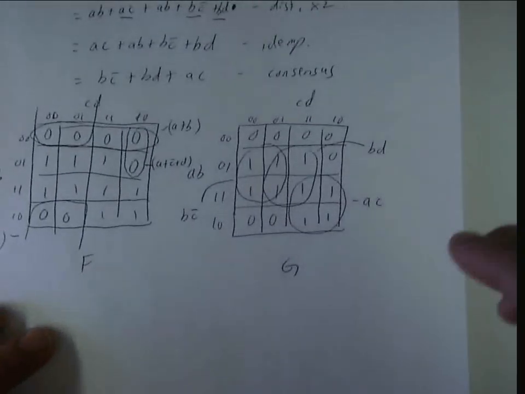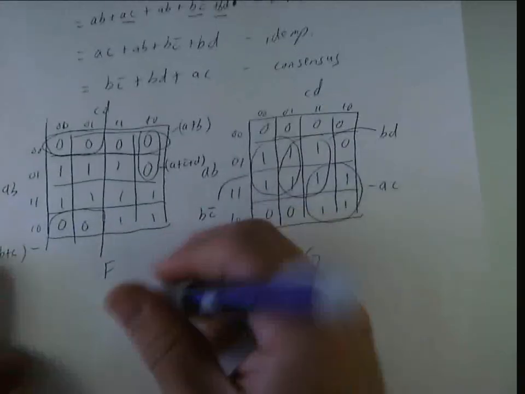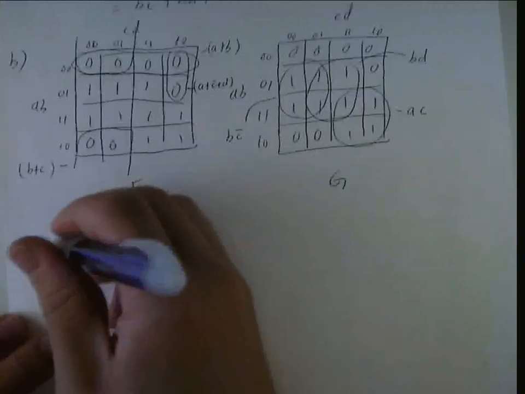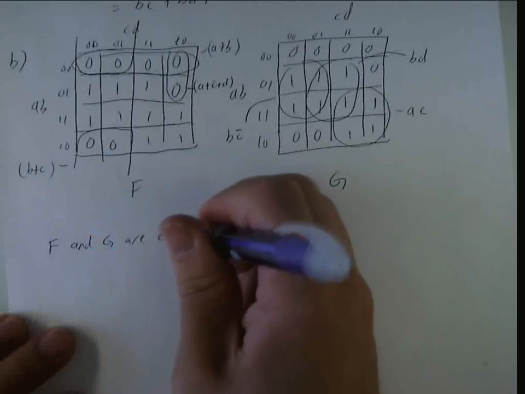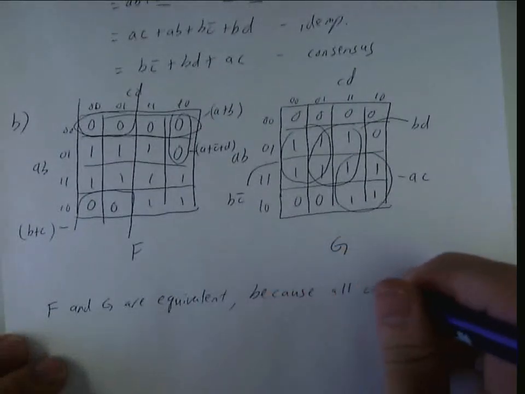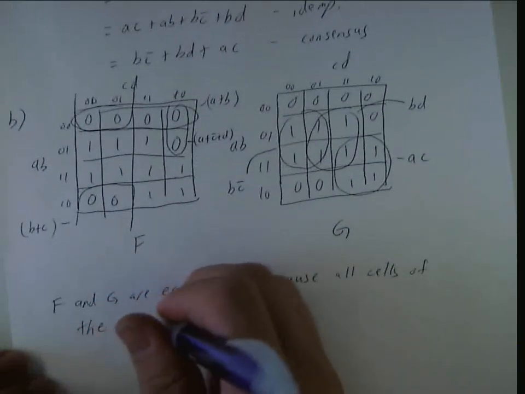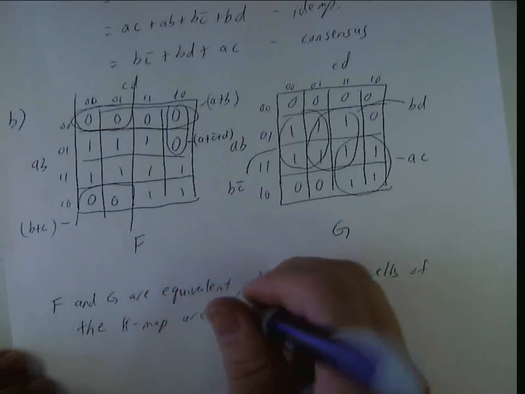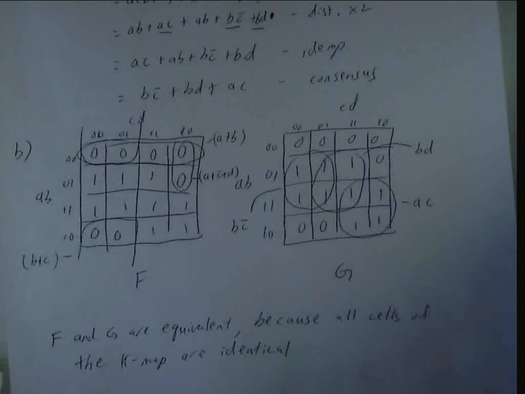And what does that finish with? So I need to say, are these two equivalent? And to answer that, F and G are equivalent because all cells are identical. That's really all I need to say, because all the 1s are the same and all the 0s are the same. And that concludes problem 3.